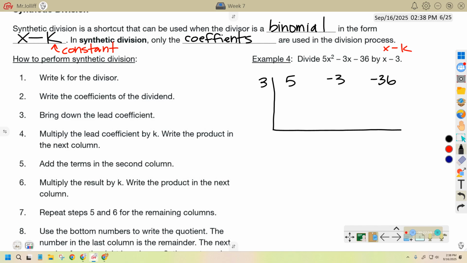And we do a 2-step process. Bruno, focus. Focus.